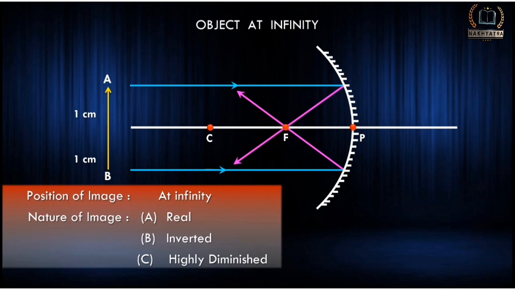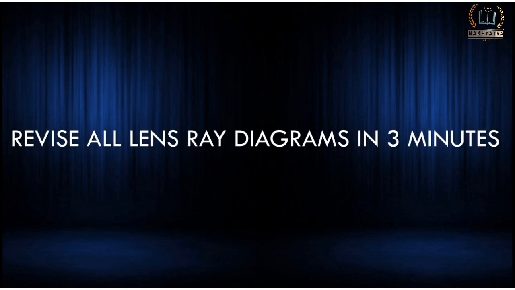So students, we have completed the image formation by a concave mirror for different positions of the object. Now let's revise all the ray diagrams in 3 to 5 minutes.